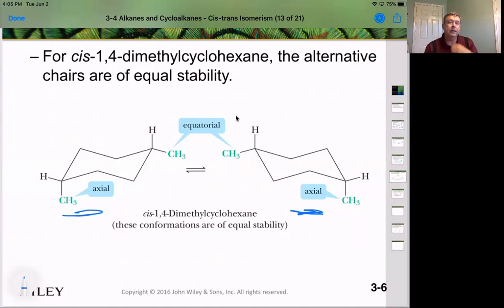So this is why we like to use cyclohexanes to help us look at some of the stability issues we have, because they can't just freely rotate. We can flip back and forth between 2 configurations to look at stability.